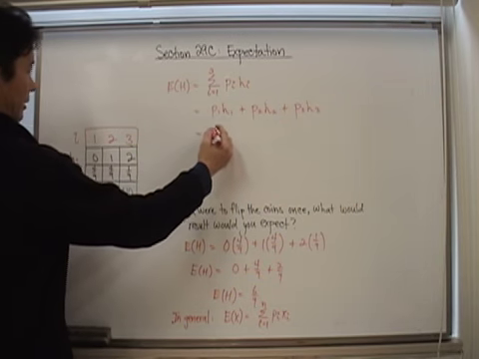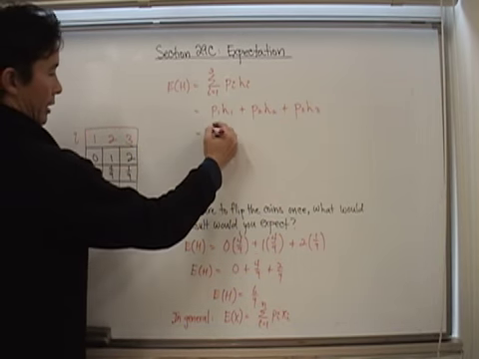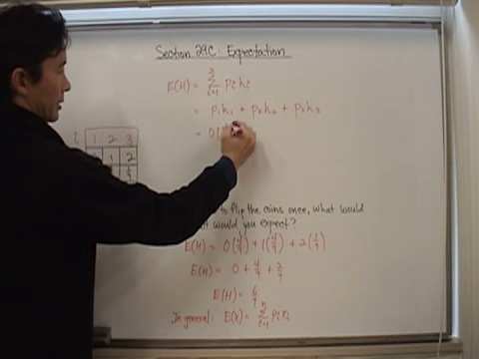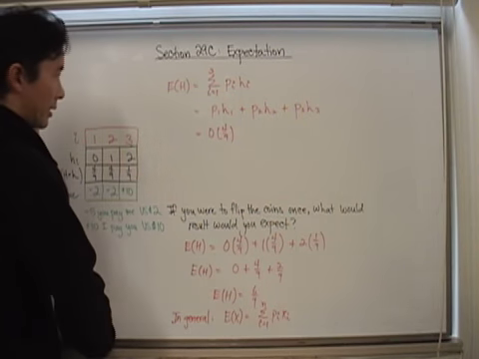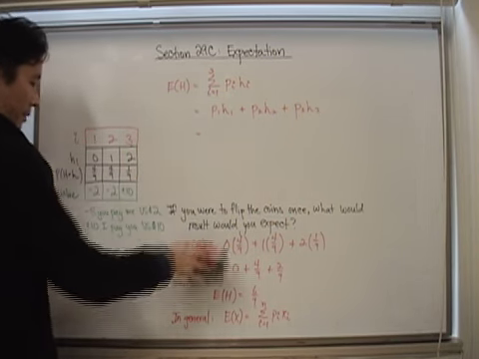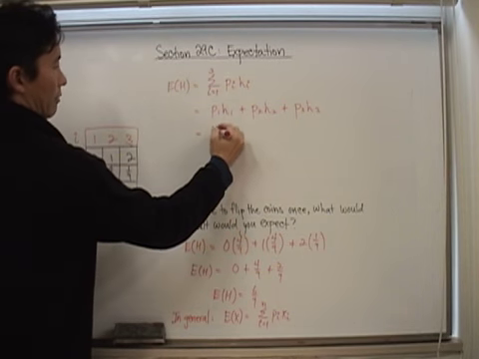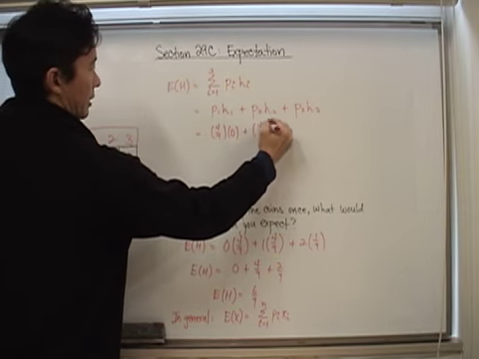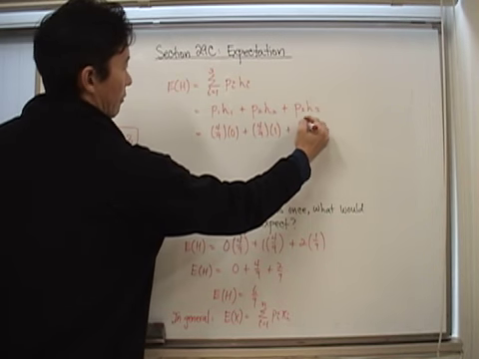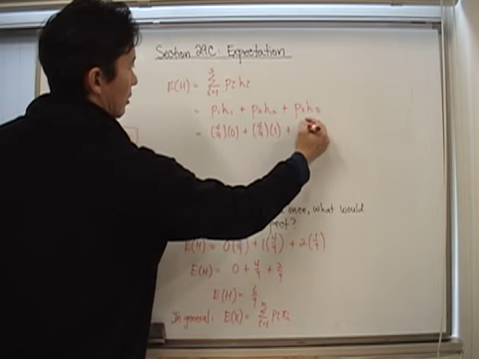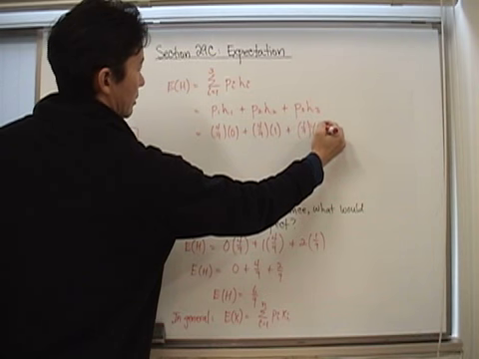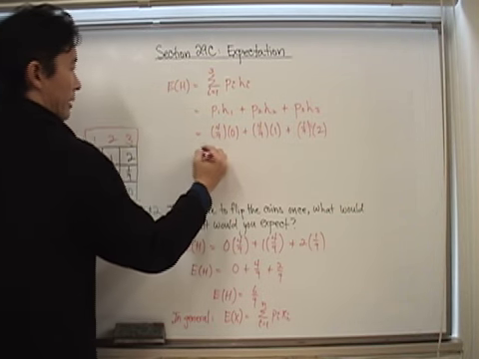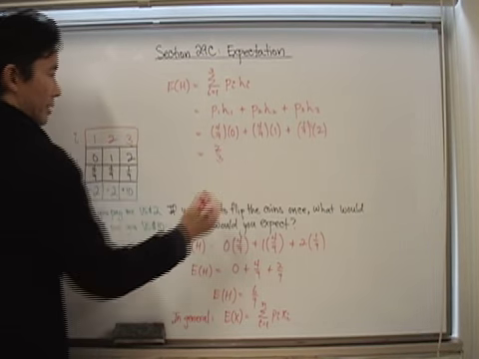Okay, so I would then just do exactly the same thing that I did here, 0 times 4/9. Maybe I should write it this way instead. 4/9 times 0 plus 4/9 times 1 plus 1/9 times 2. And of course I come up with 2/3.